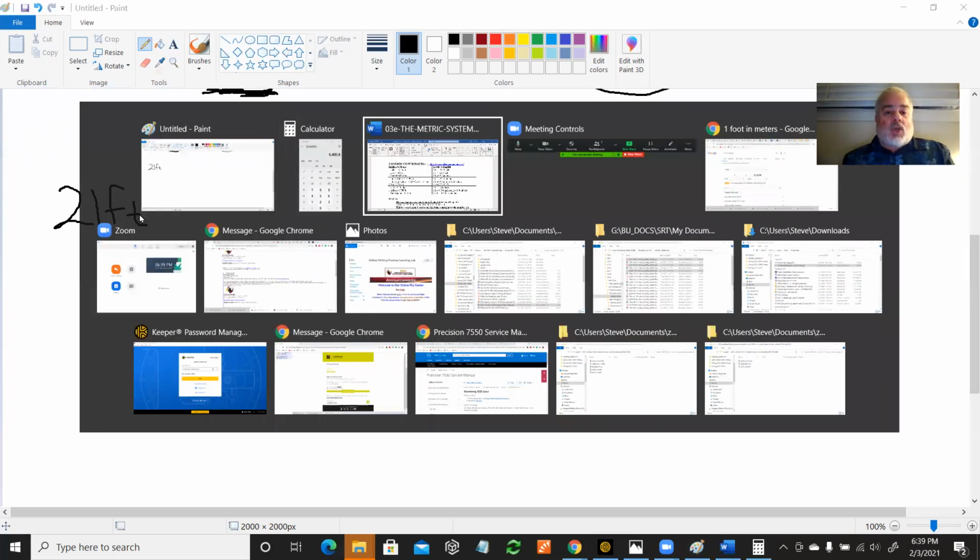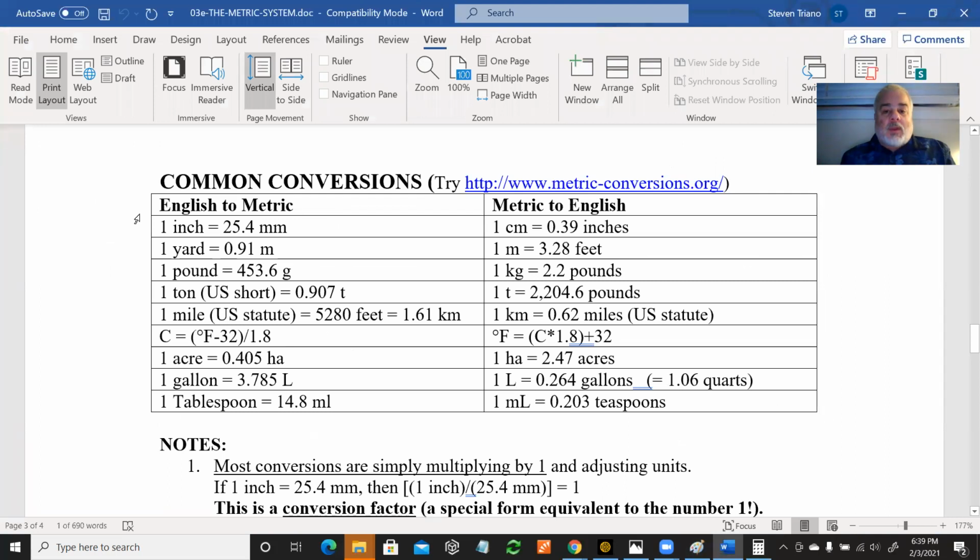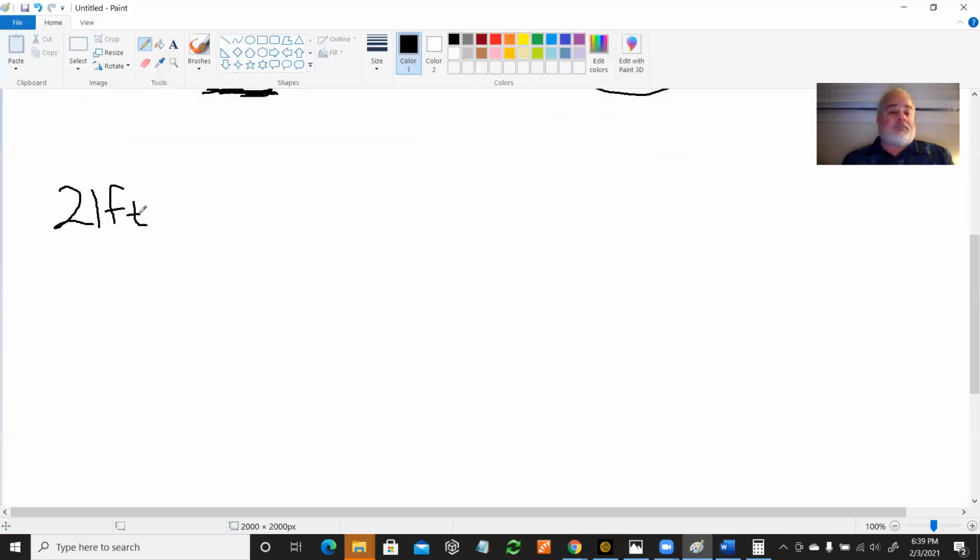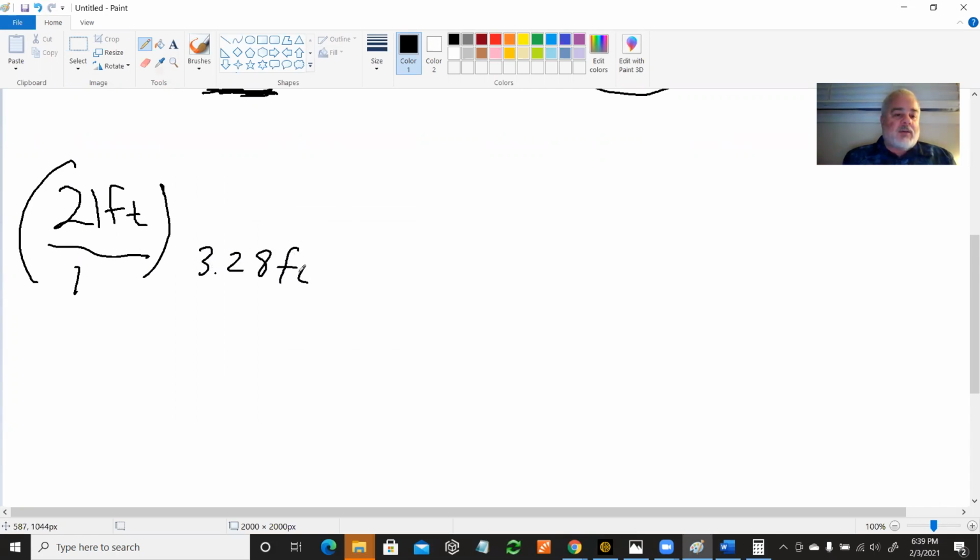And you look at this and you say, well, feet to meters, there's 3.28 feet per meter. Fine. There's 3.28 feet per meter. Got that right off that table.